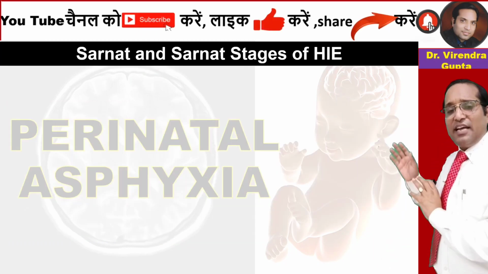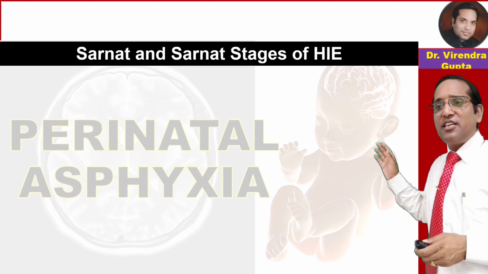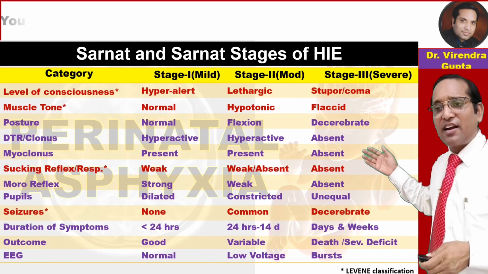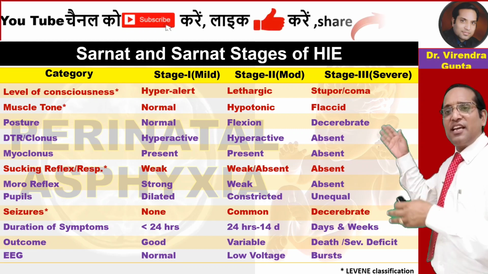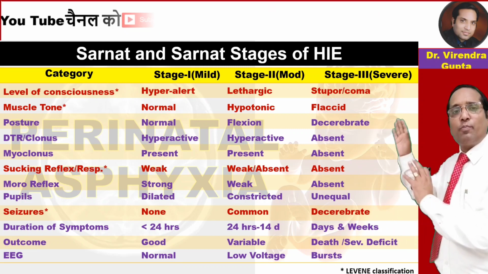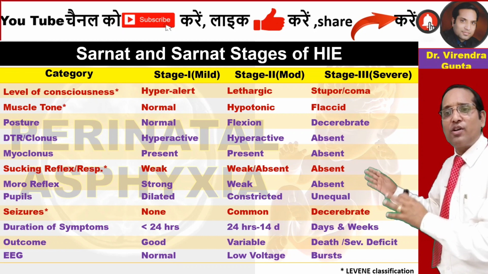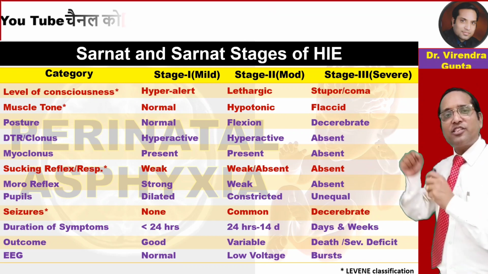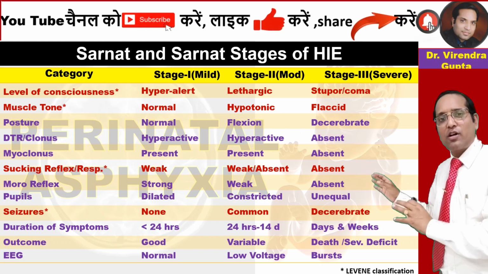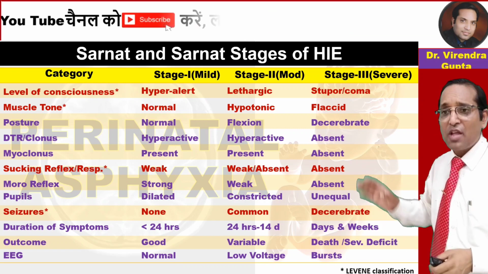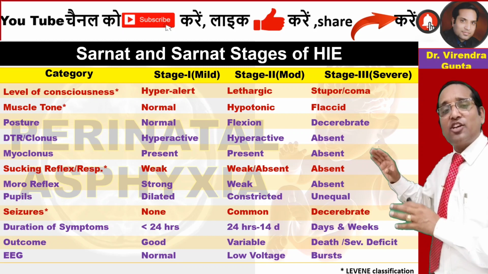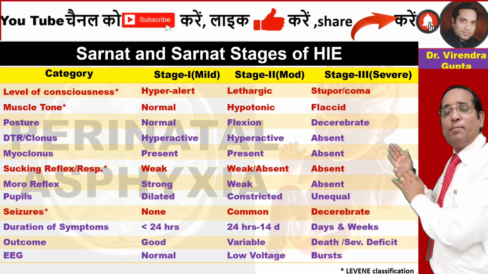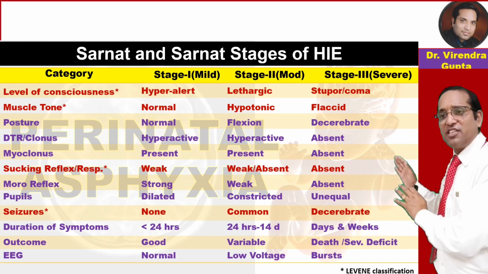So guys, there is an important staging for HIE, the Sarnat and Sarnat staging, where the categories taken are level of consciousness, muscle tone, posture, DTR or reflexes, myoclonus, sucking reflexes, Moro reflex, pupils, seizures, duration of symptoms, outcome of the child, and EEG monitoring. In perinatal asphyxia, HIE is divided into three stages: stage 1, stage 2 and stage 3, as mild, moderate and severe.